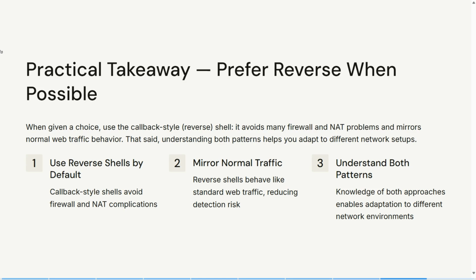Number one, use reverse shell by default. Callback style shells avoid firewall and NAT complications. Number two, mirror normal traffic. Reverse shells behave like standard web traffic, reducing detection risk. And number three, understand both patterns. Knowledge of both approaches enables adaptation to different network environments. So it's good to know how both work so that you can make a decision in any environment you find yourself, to know which is going to be useful at that particular time.